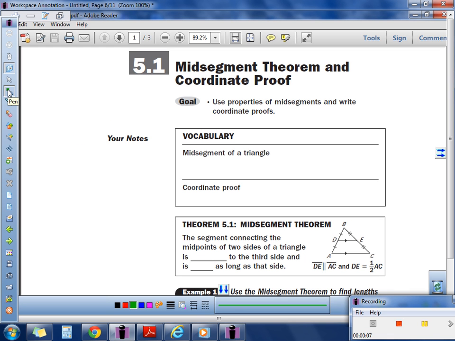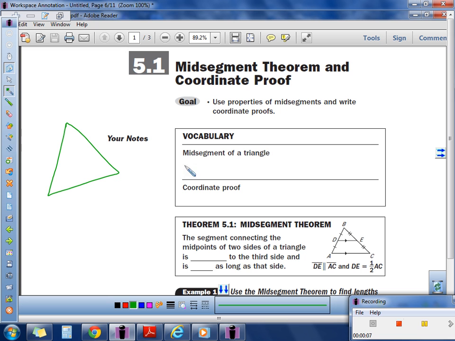All right, so midsegment of a triangle. I'm going to show you with a picture instead of defining it. If you have a triangle, a midsegment is formed by connecting two midpoints. Make sure you have that in your vocab definition. A midsegment is formed by connecting two midpoints on a triangle.